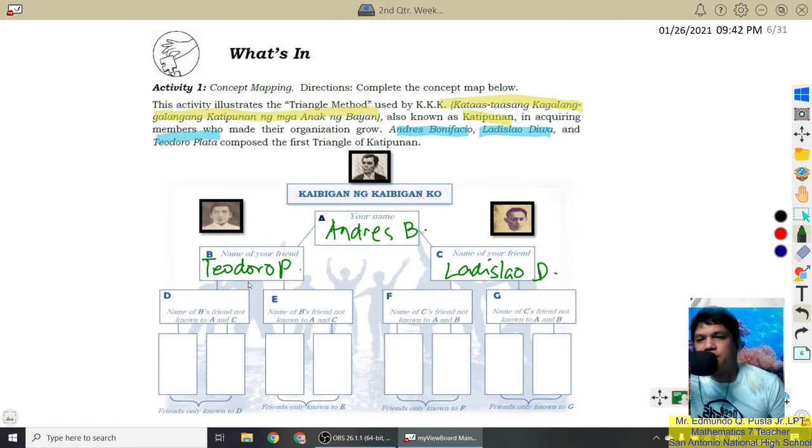To pump things up, the names of these friends are not known to Andres and company. So we have Teodoro Plata. I'll write some names here, my friends, my childhood friends and cousins. Let's say this one is JR. I have a cousin, his name is JR. And then another one is Jeff, cousin Jeff. Jeff and JR.